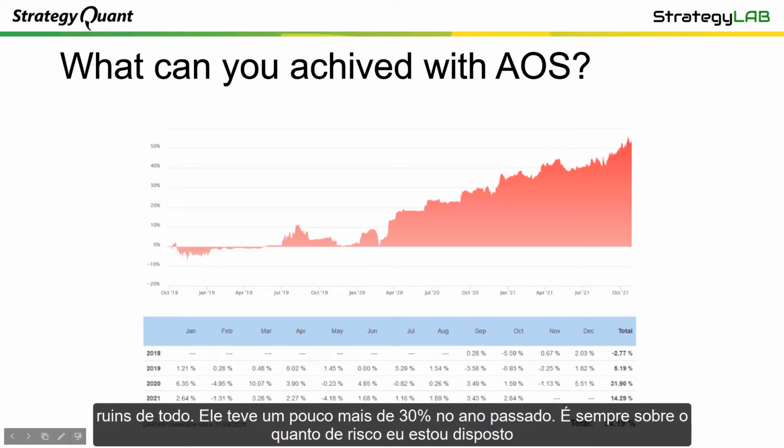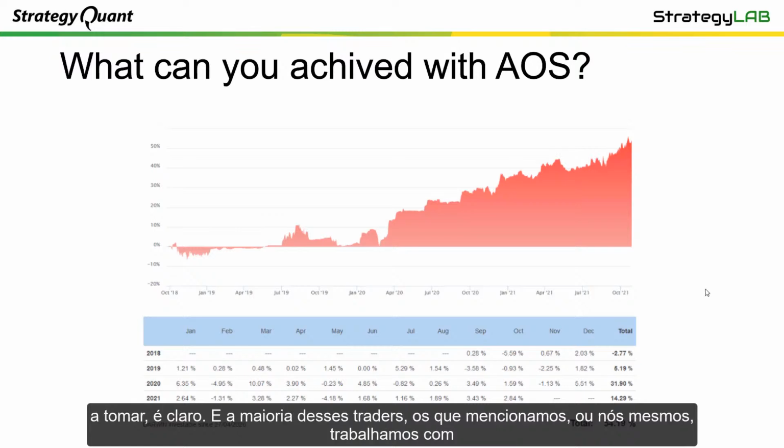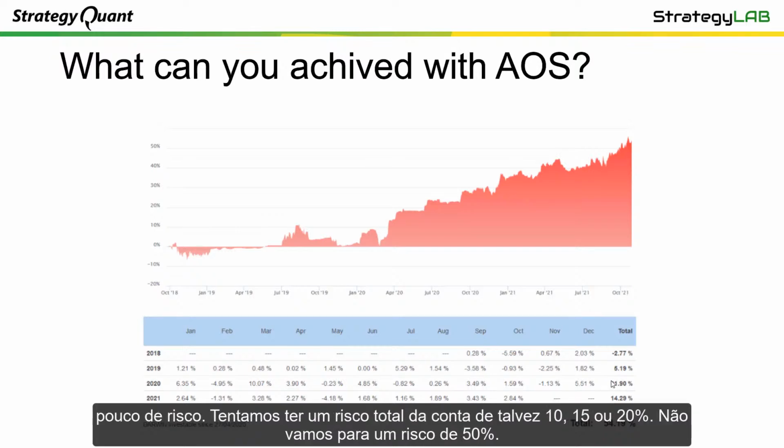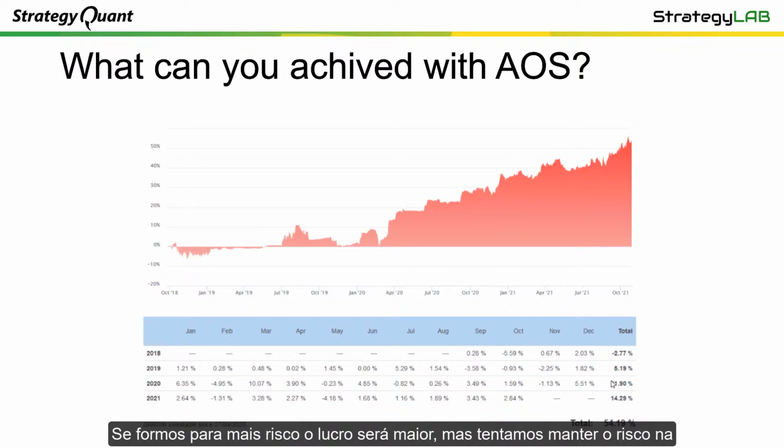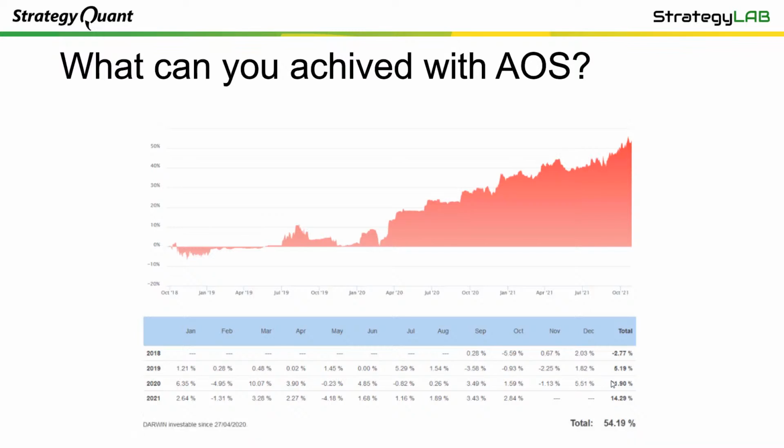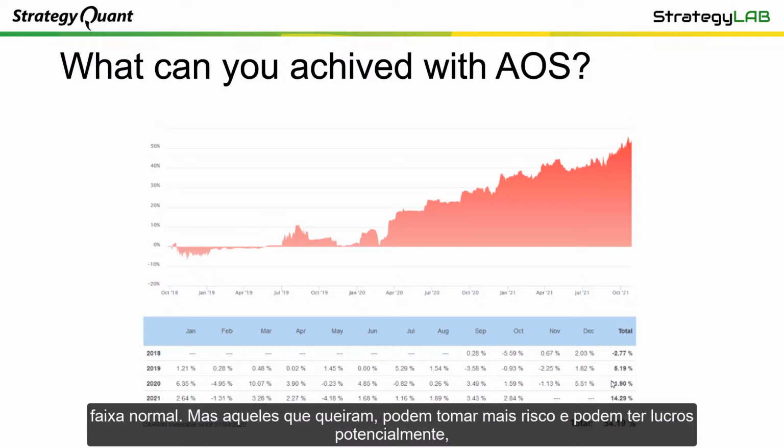It's always about how much risk I'm willing to work with, of course. And most of these traders, the ones we mentioned, or ourselves, we work with little risk. We try to have a total account risk of maybe 10, 15, or 20%. We don't go for 50% risk. If we go for more risk, the profit will be more. But we try to keep the risk in the, call it, normal range. But those who want to can take more risk and go for potentially higher profits.